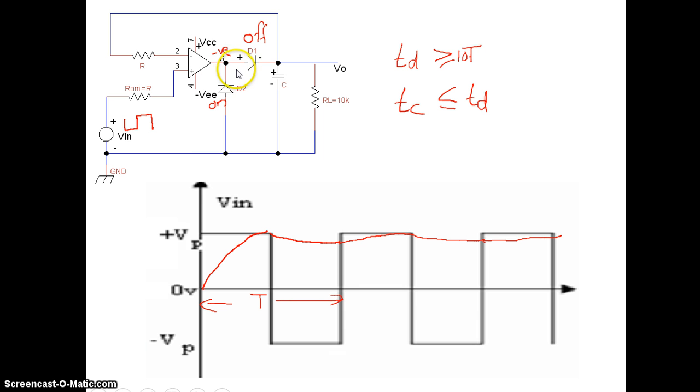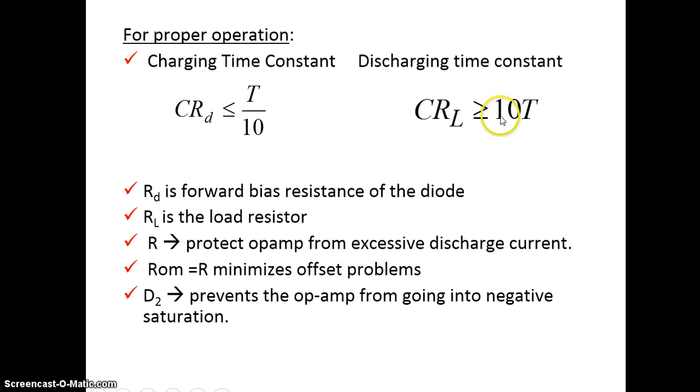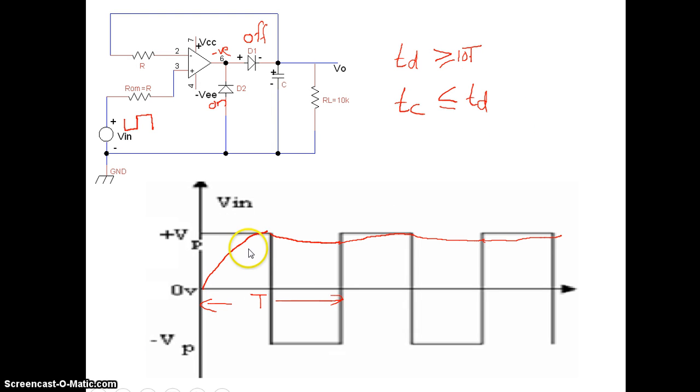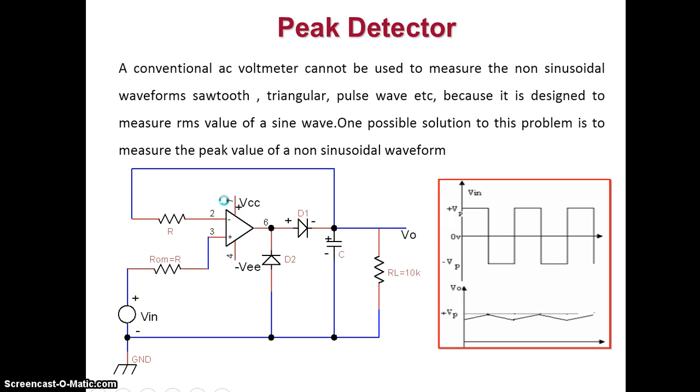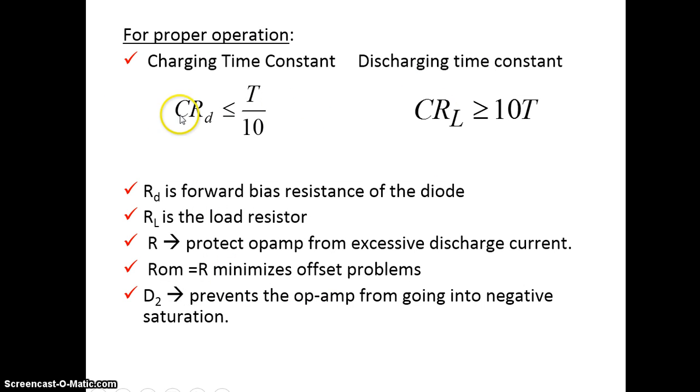The discharging time is over 10 times T. So in this T, this is T by 2, the half part. Comparing T by 2 with 10 T, it is very small, so it will discharge only a very small amount. That is the charging and discharging time of a peak detector.